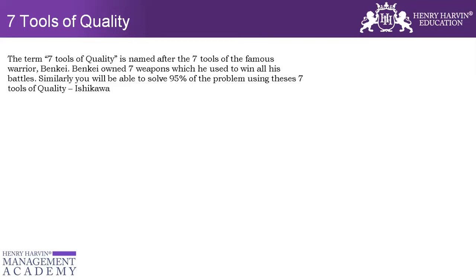So in a Six Sigma Green Belt project, we rely on the 7 tools of quality, and in the Black Belt we use a combination of both the 7 tools as well as the hypothesis tests. So that's why these tools are very, very important.